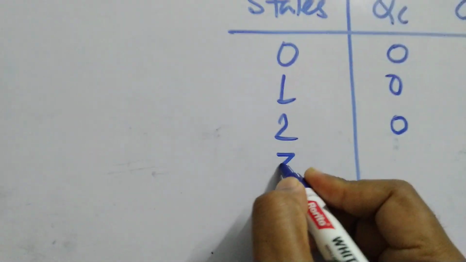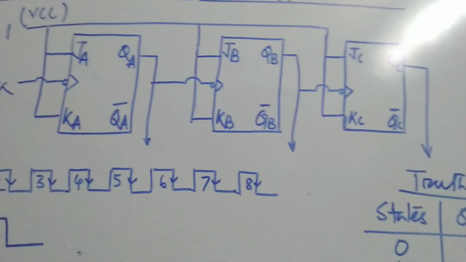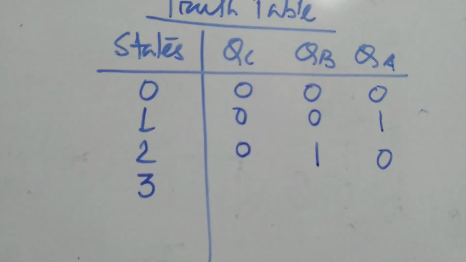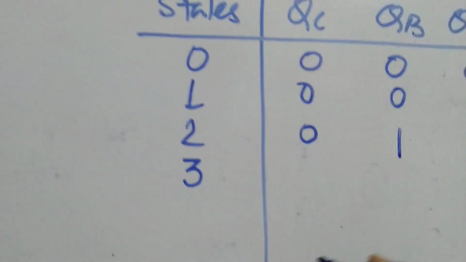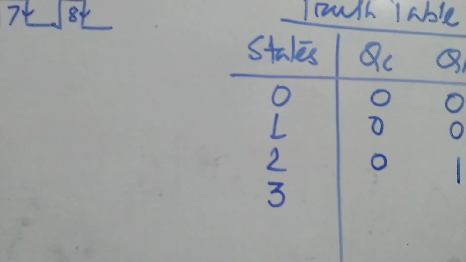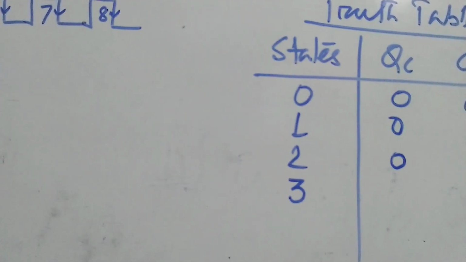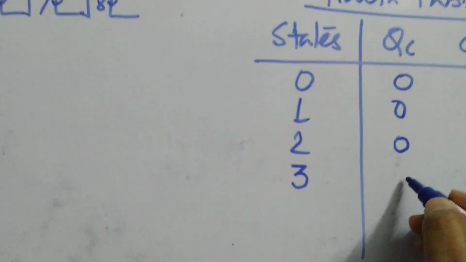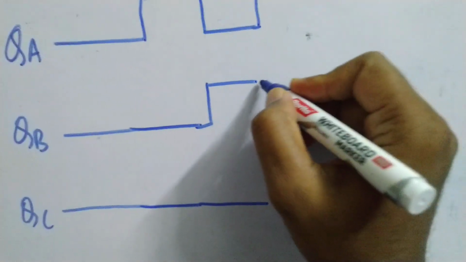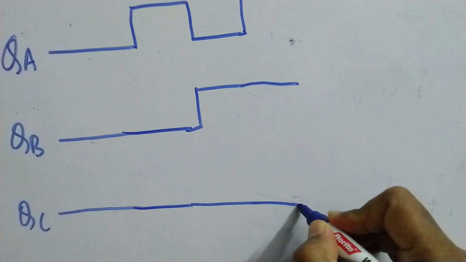Now for the next clock pulse, that is state 3, when we apply the clock pulse, the first flip-flop output toggles, so it was 0, now it is 1. When it is 1, the second flip-flop remains in the same state, as well as the third flip-flop. So it is now 1, and the others remain the same.